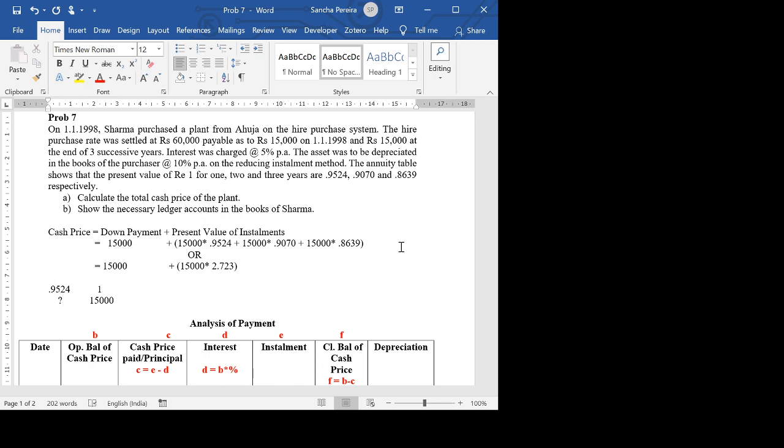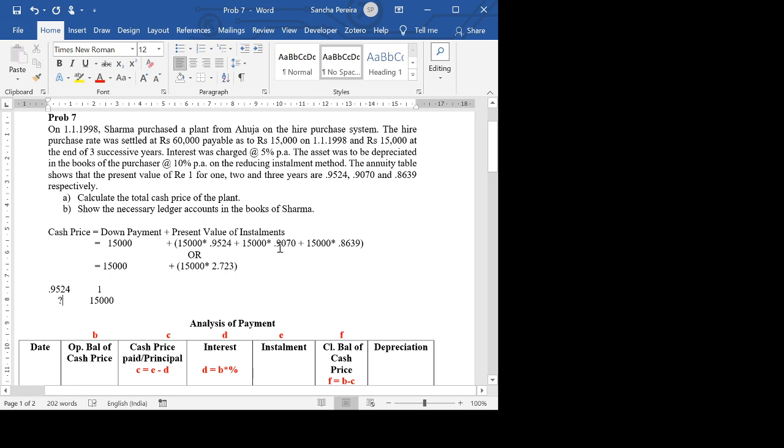Confusing? If it's confusing, forget about this. Just know this much: this is the logic behind this. Like I said, I always like to give you the reason, but sometimes these reasons can confuse you further. So if it's confusing, just stick to this formula. Cash price is equal to down payment plus present value of installments. How we get it? Take your down payment plus take the installment 15,000 into this total instead of doing each one. How I got this 2.723?